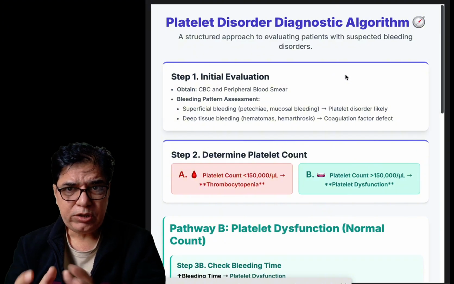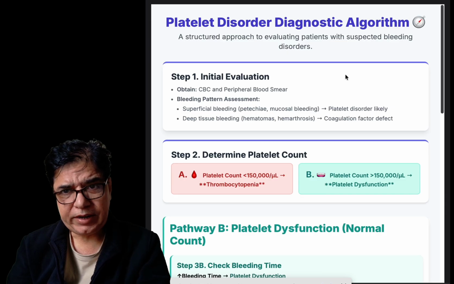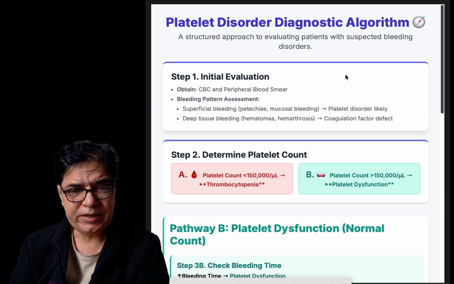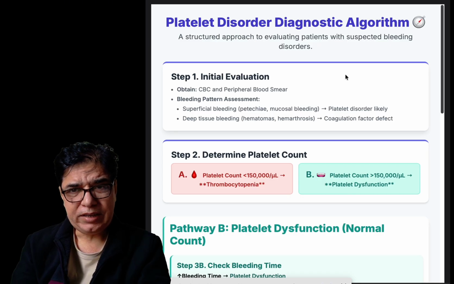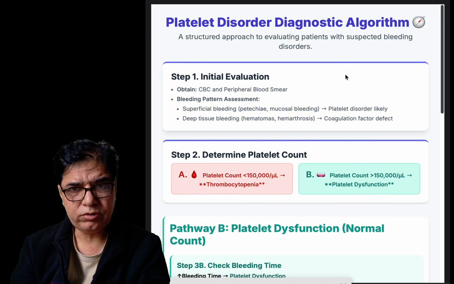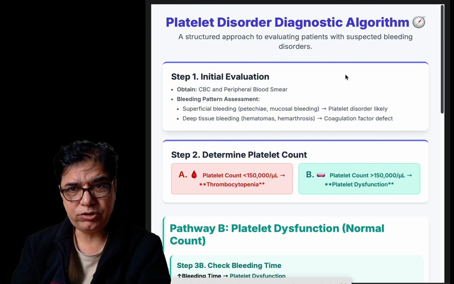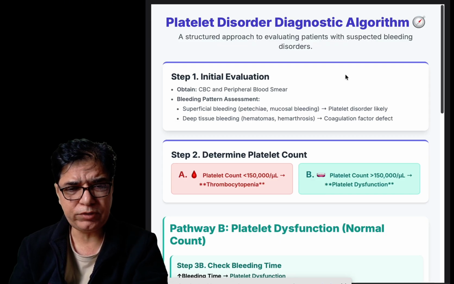At the same time, on the basis of your history and clinical assessment, you determine whether there is a history of superficial bleeding, in the form of a generalized petechial rash, or mucosal bleeding like epistaxis or bleeding from the mouth, or whether there is deep tissue bleeding in the form of swollen joints like hemarthrosis, or deep-seated hematomas, let's say as a complication of intramuscular injections, where you would be suspecting more of a coagulation factor defect.